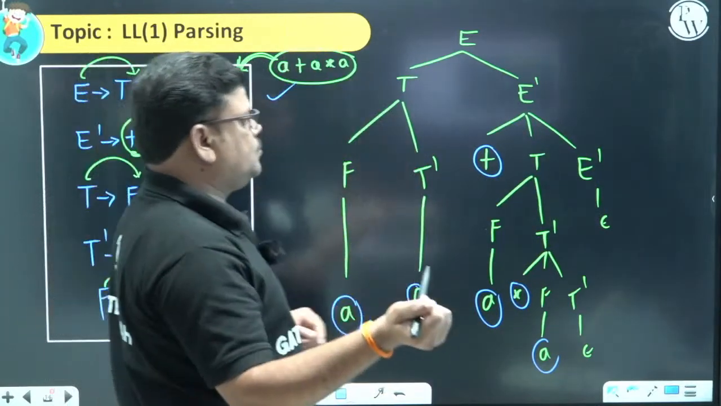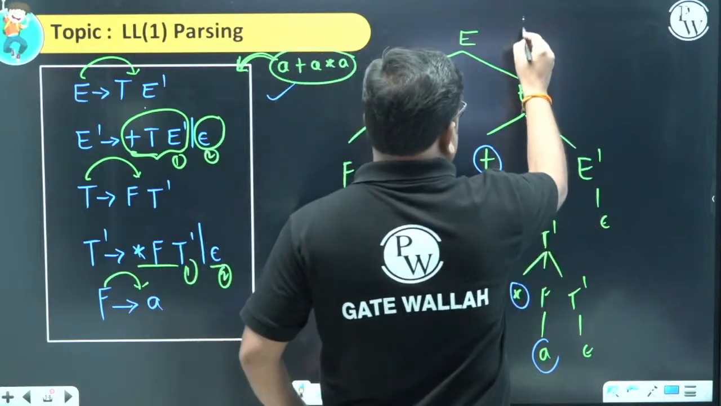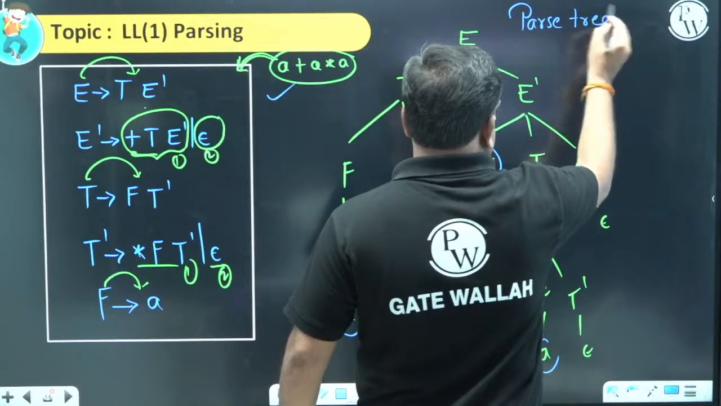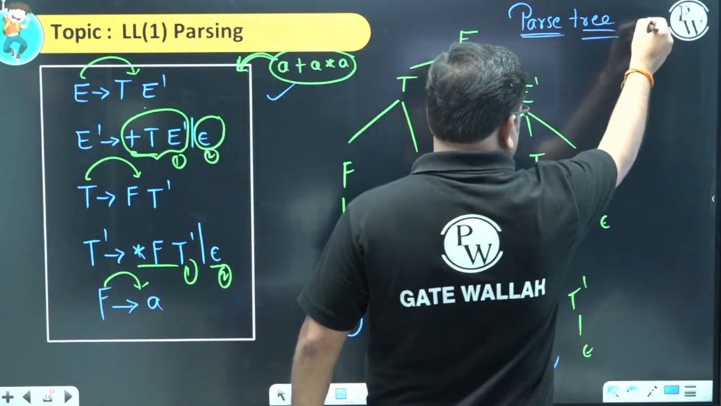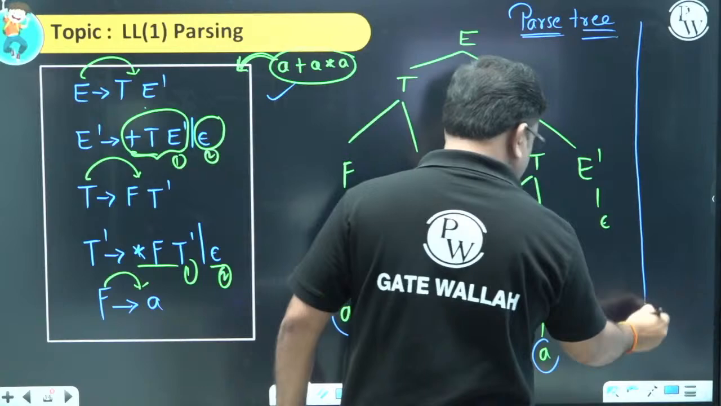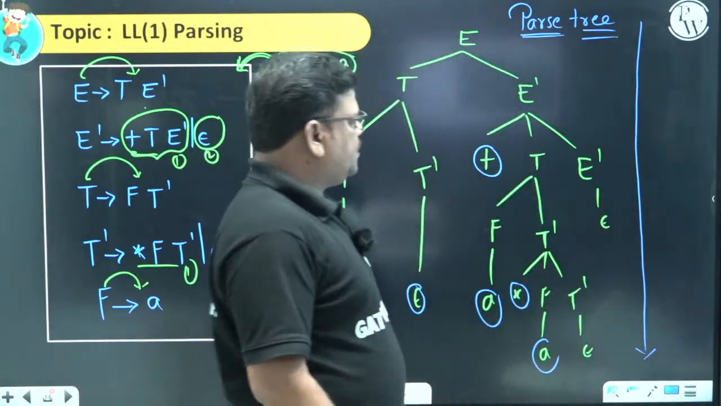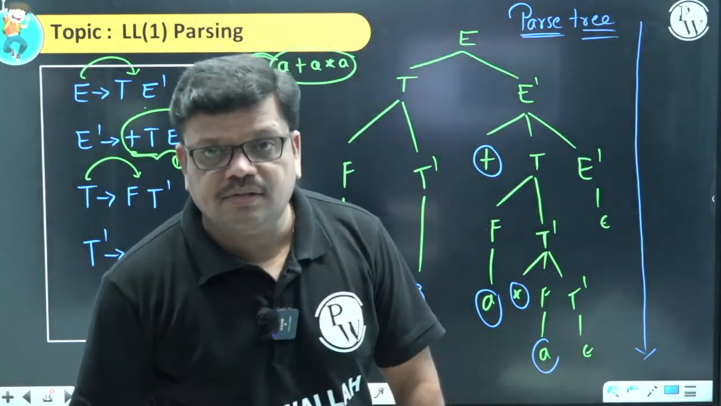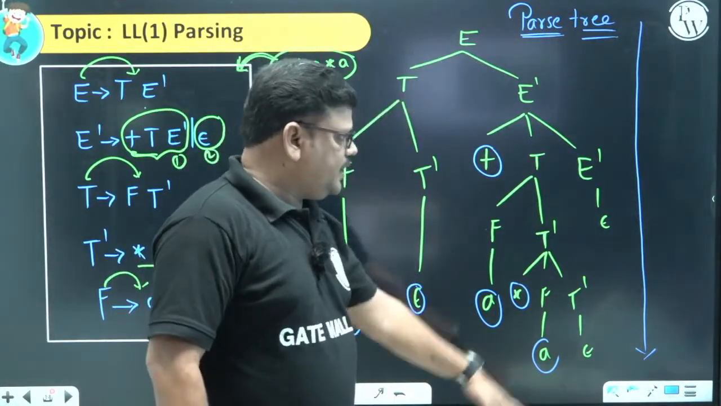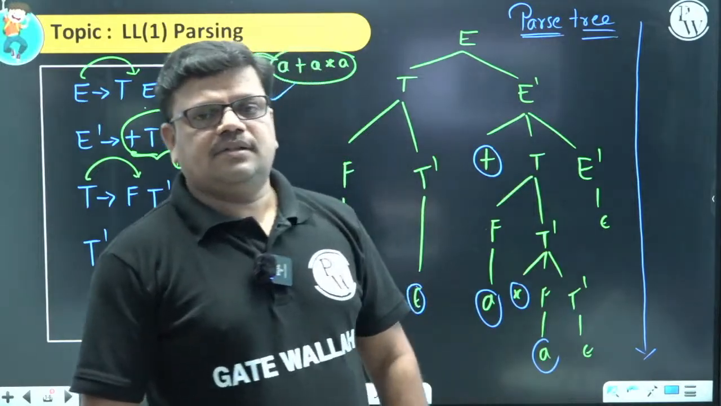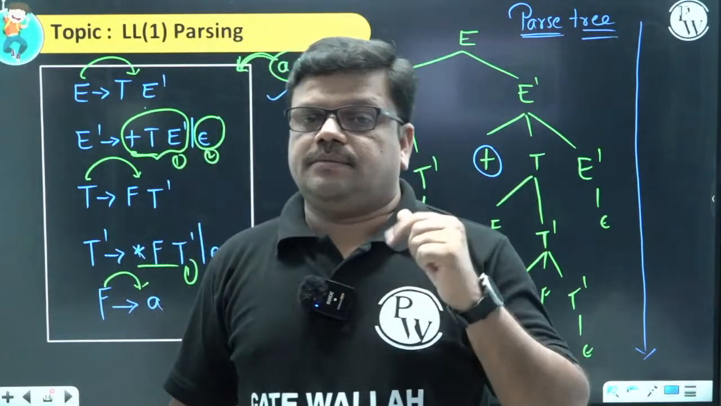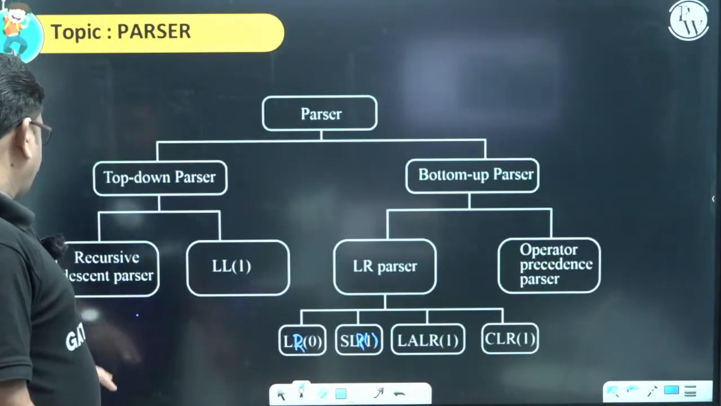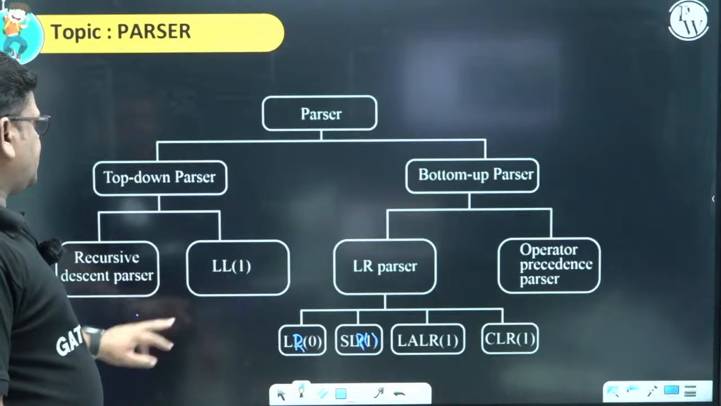This tree structure is called our parse tree. The parse tree is constructed for any top-down parser in this way: starting at the root node, the starting symbol, going towards the string, the tree structure is constructed. If any parser constructs the tree structure in this way, that parser is called a top-down parser. In top-down parsing, we have two different mechanisms: backtracking parsers and parsers without backtracking.